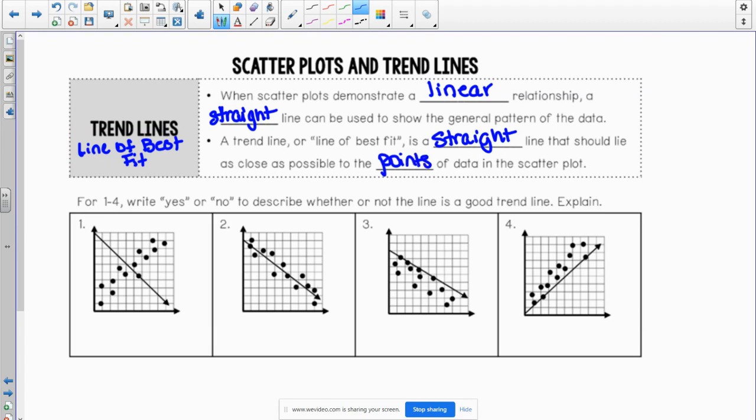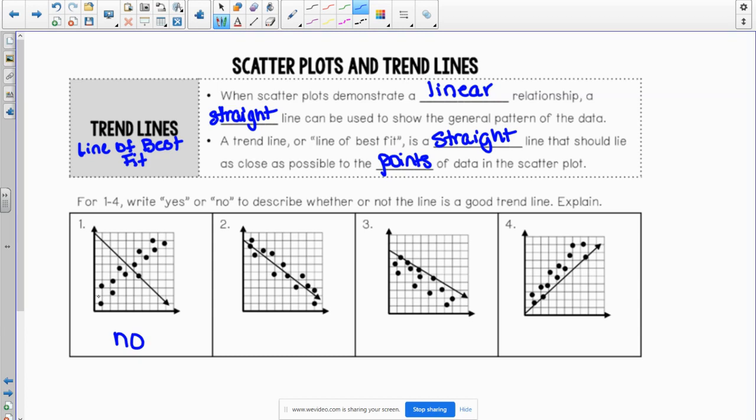So we're going to look at some examples of lines of best fit or trend lines. It says write yes or no to describe whether the line is a good fit or not, and explain. We're just going to talk through this. If you look at this first one, notice the data does demonstrate a straight line, or a linear relationship, I should say. And the author here had drawn a line of best fit or trend line in the opposite direction. So does this trend line show the general pattern of the data? I would definitely have to say no.